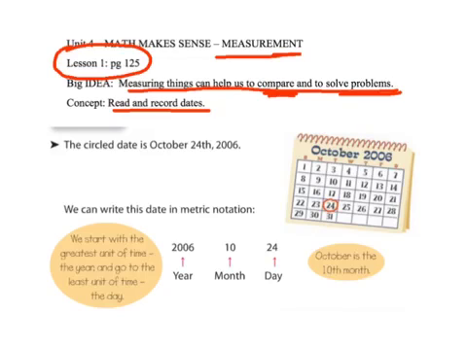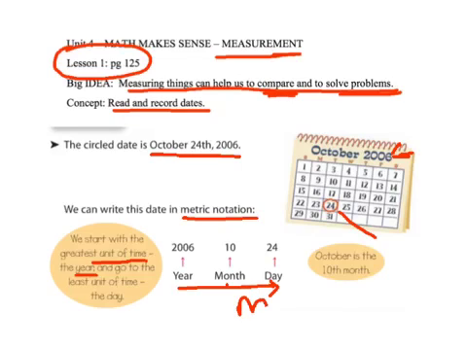All right, we're going to look at a couple calendars today. The circled date that we have there is October 24th, 2006. You can see that the calendar indicates it's 2006, and as well that it is October 24th. We can write this date in what we call metric notation. In this way, we start with the greatest unit of time, so the year, because it is the longest. Then we go to the month, it is second longest, and lastly the day. So it's year, month, day for metric notation.